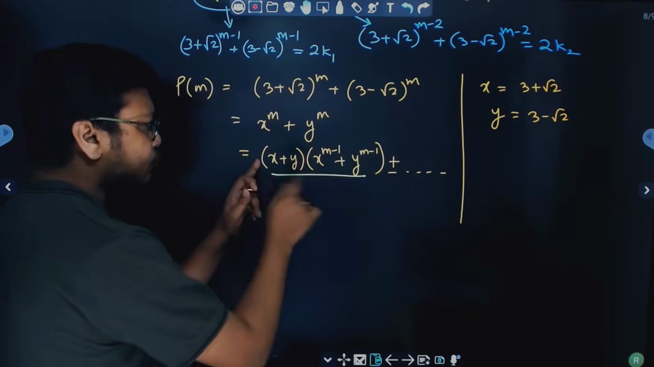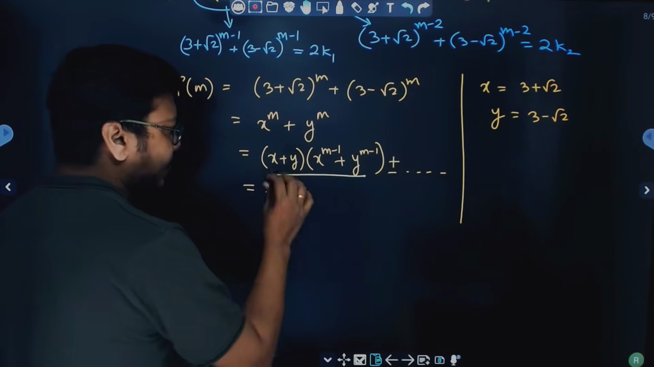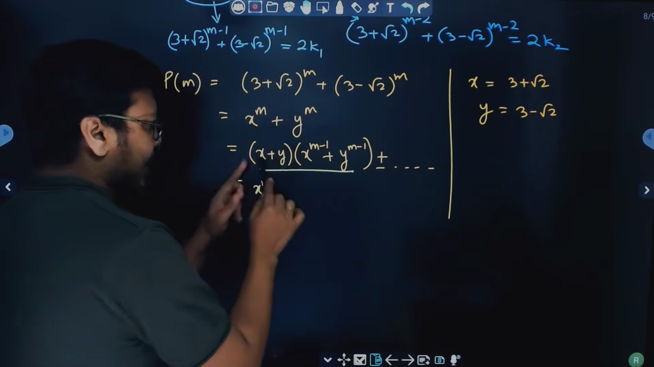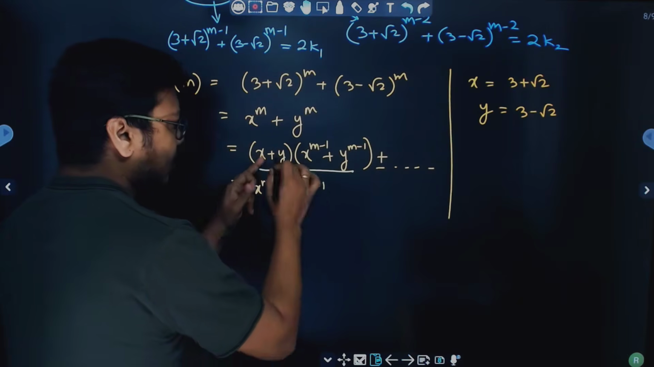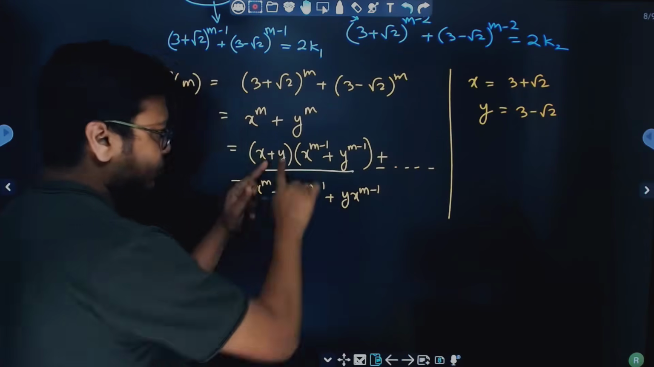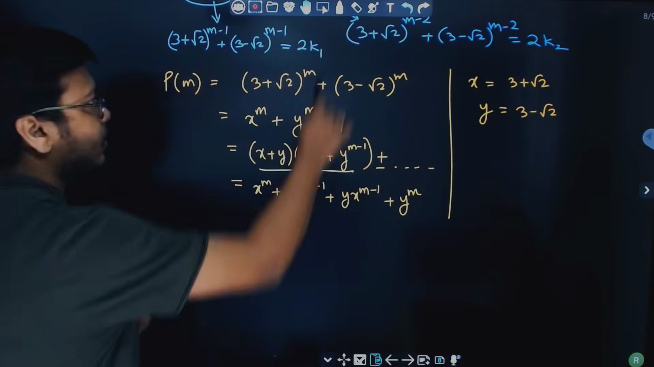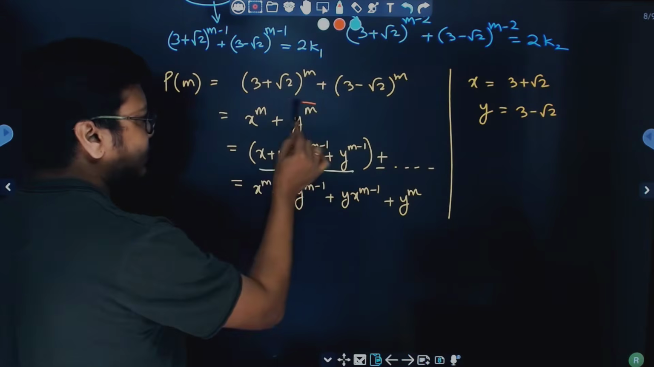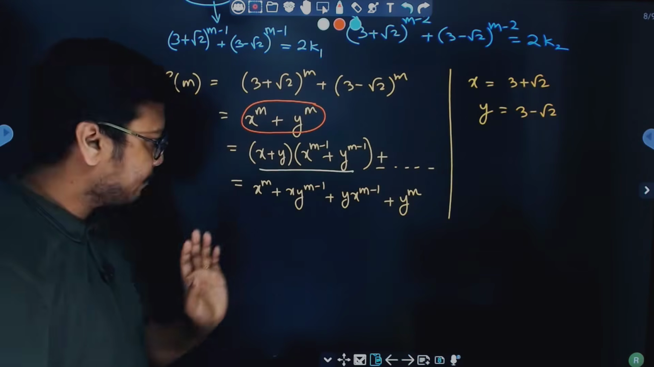If I do this multiplication, I'll be getting x to the power m, then x multiplied with the y term, that would be x times y to the power m minus 1, y with the x term, that would be y times x to the power m minus 1, and y with the y term, that would be y to the power m. Now see, the original line had x to the power m, y to the power m.